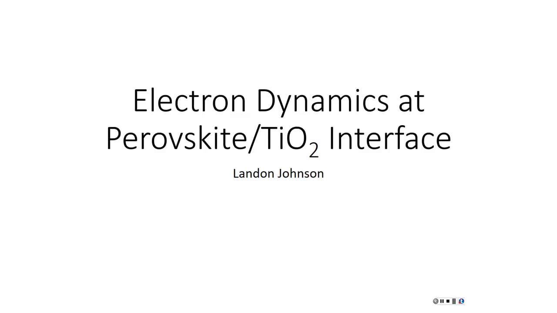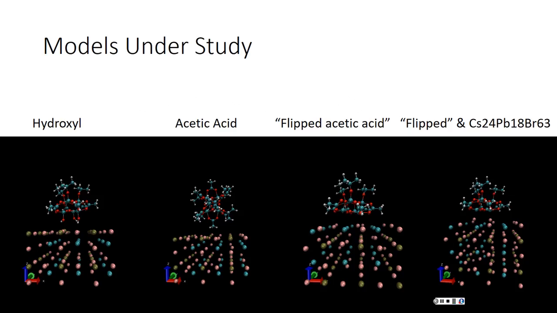So, thanks for the introduction. I'm going to be talking about exactly that. The systems that I'm looking at in particular are all perovskite and titanium dioxide. The differences between them are the linker groups on the titanium dioxide. There are hydroxyl linker groups, acetic acid linker groups, kind of a flipped acetic acid linker group where they're just swung up, and then the same titanium dioxide but with a different perovskite structure.